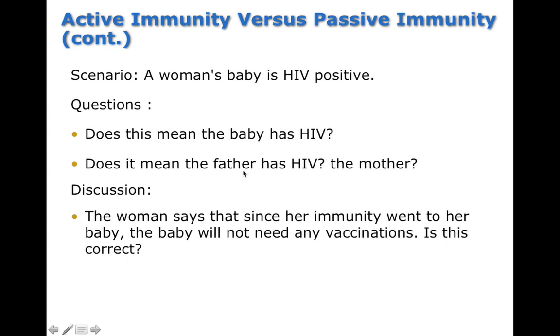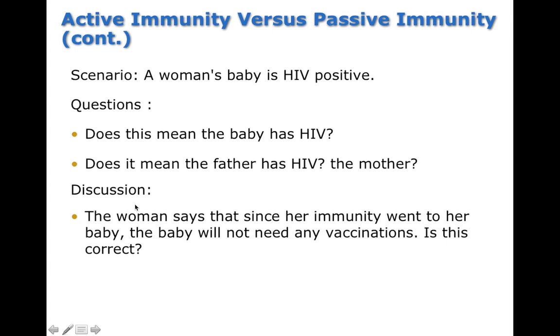So does it mean the father has HIV or the mother has HIV? Well, we have yet to determine that. But it's most likely that if this is a newborn, the newborn got HIV from the mother through placental transfer, or maybe during labor, or through breast milk. HIV positive mothers can transmit the virus to their fetuses through the placenta, through breast milk, or even during labor, where there's blood and wounds.